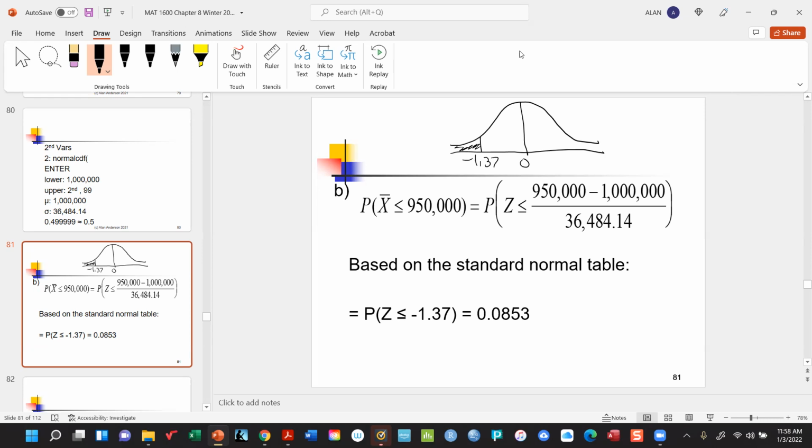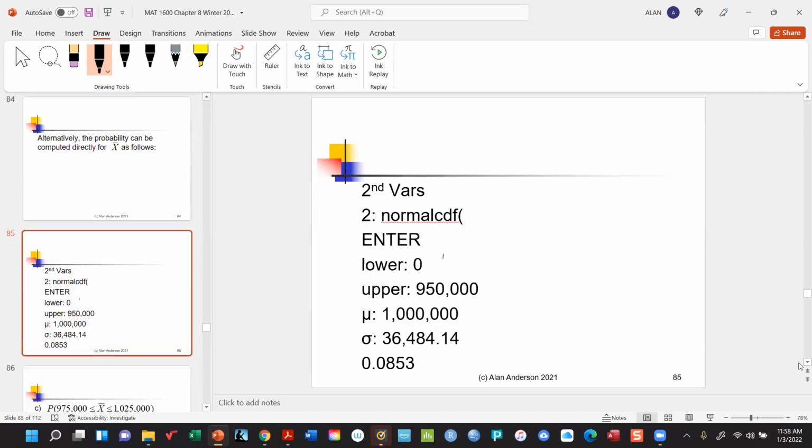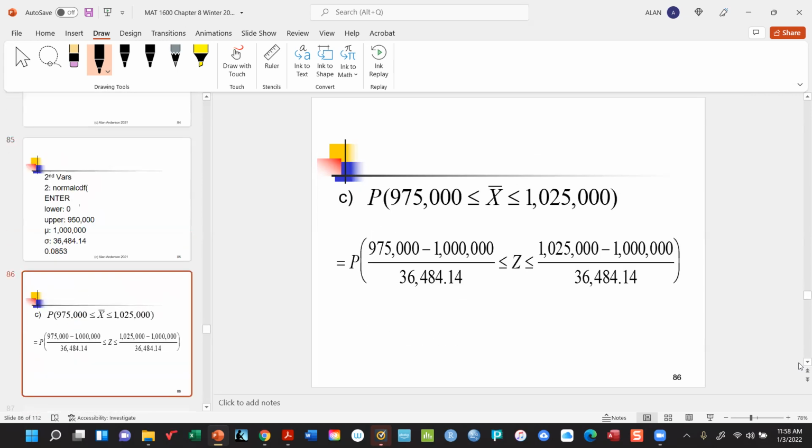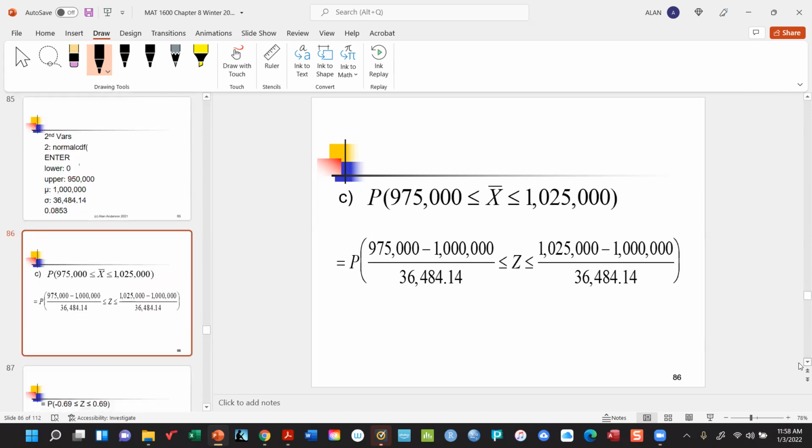Okay, one more. We have an in-between probability now. And again, if you're using the Texas Instruments calculator, those are your instructions. Here we are. What is the likelihood that it's somewhere between $975,000 and $1,025,000?